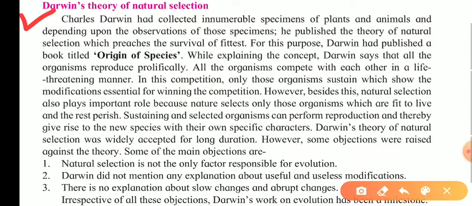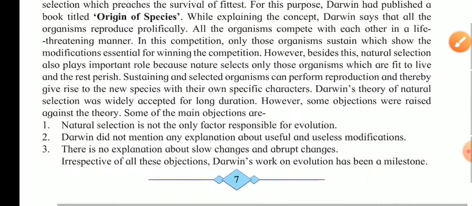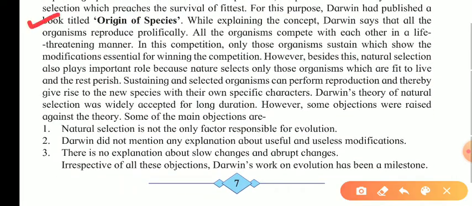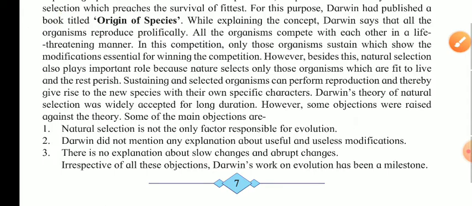While explaining all this concept, Darwin published a book titled The Origin of Species. In that he explained how these living organisms would have come across different kinds of evolution, or changes in their body itself.